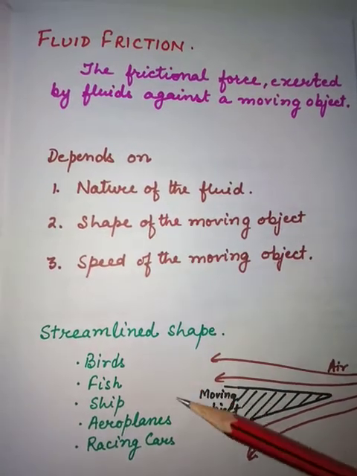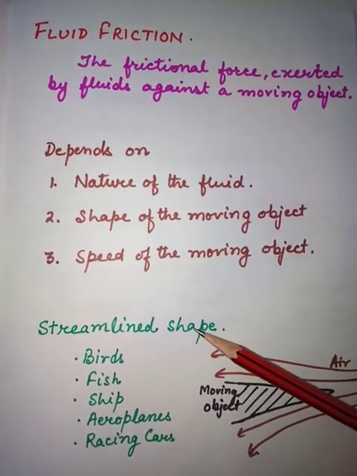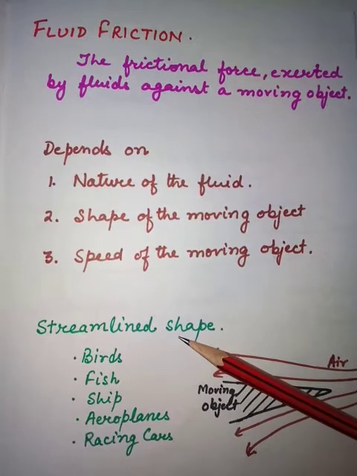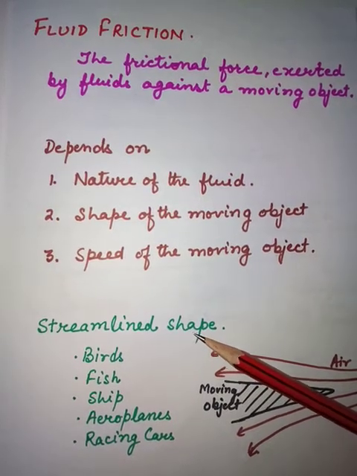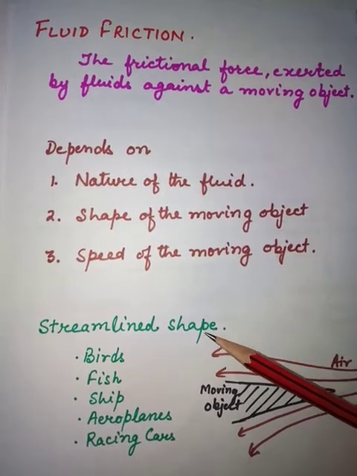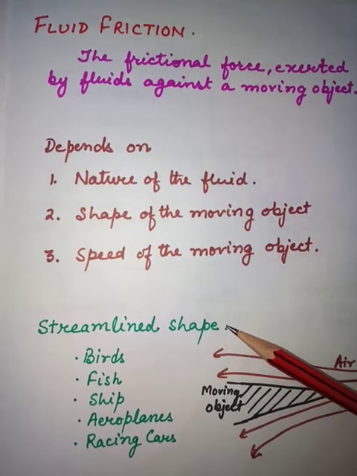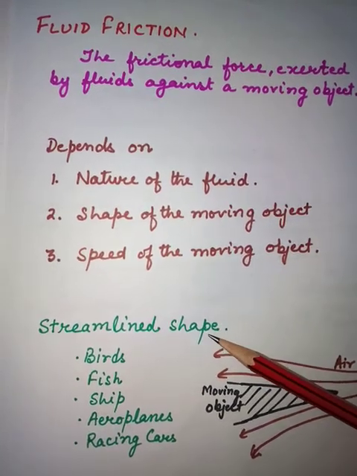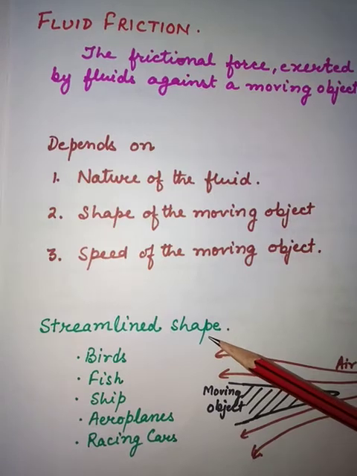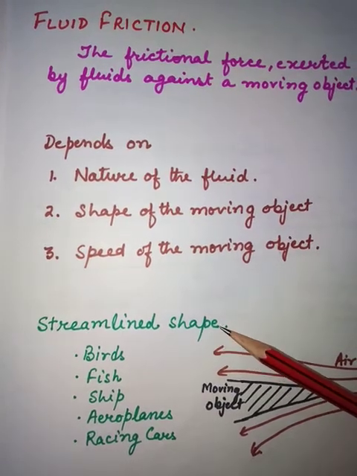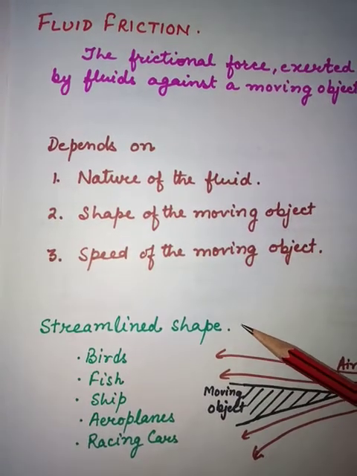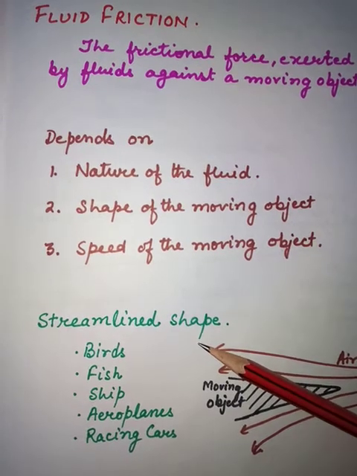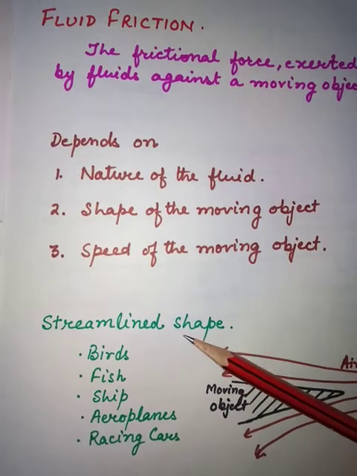Now, next we have streamlined shape. A special shape that lowers the frictional drag between a fluid and an object moving through that fluid. Means there are certain shapes that lower the frictional force between a fluid and a moving object. So such shapes are known as streamlined shapes.